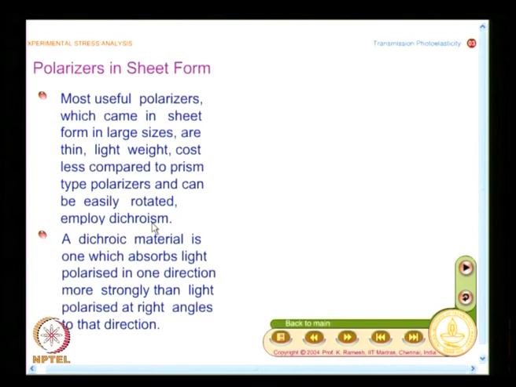And what is dichroism? A dichroic material is one which absorbs light polarized in one direction more strongly than light polarized at right angles to that direction. That is why I am taking up now. We have to look at crystal optics. In crystal optics, we found for one incident ray you have two refracted beams, and these two refracted beams travel with different velocities in a crystal at appropriate orientation, we have seen. But in a dichroic material, one of these rays is absorbed.